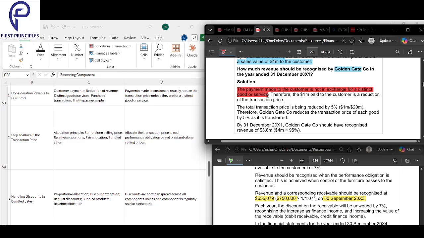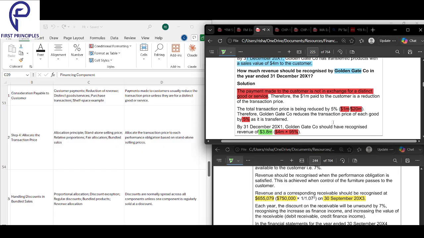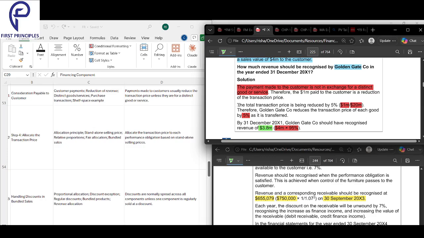So how much of the contract is completed? The total transaction price is reduced by 5%. Why 5%? Because the total contract size was 20 million. In that, we have given 1 million, so around 5% of the value we have given. So we have to reduce the transaction price by 5%. So for the current year, we have recorded 4 million. We will only record 95% of that as revenue, because 5% we are reducing, because of the 1 million we have given to them.